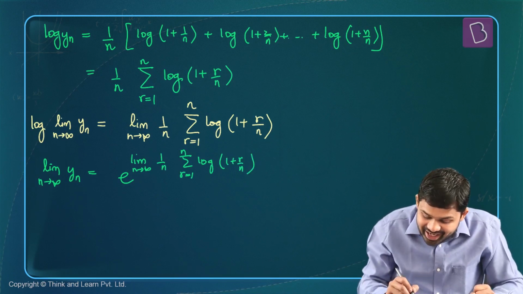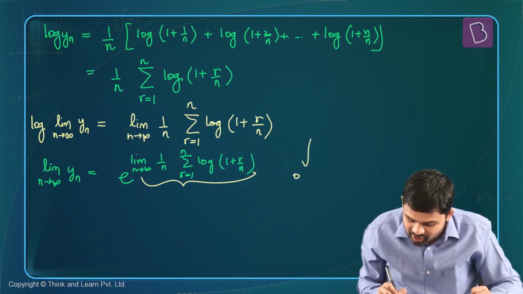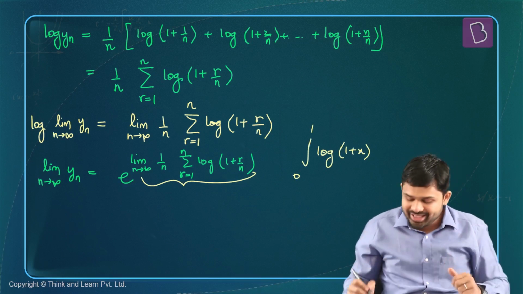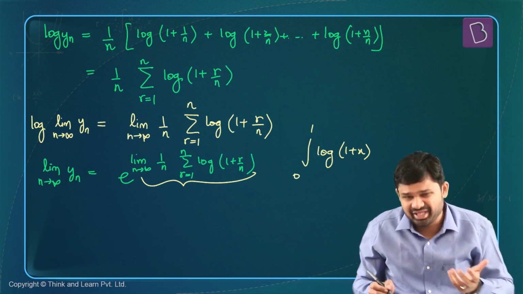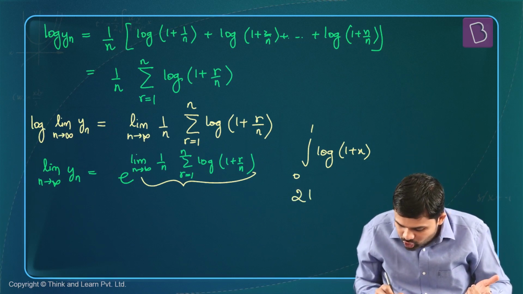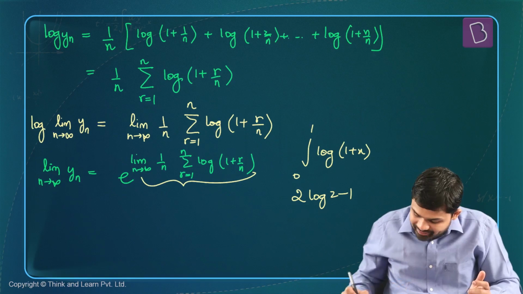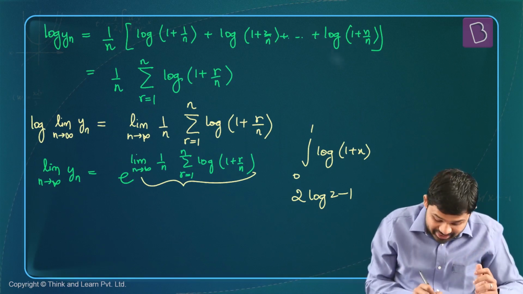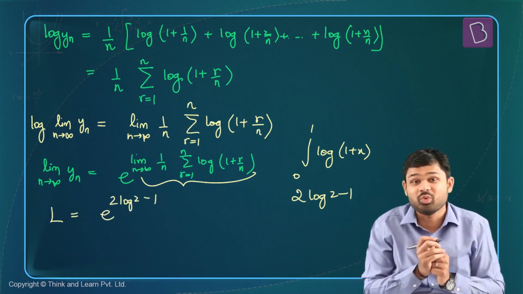Now this entire thing here is the Riemann sum, and this will be nothing but integral from 0 to 1 log of 1 plus x. So that's the Riemann sum there, and you need to solve that. That's just a simple definite integral. If you solve that definite integral, you're going to get the value 2 log 2 minus 1. So you eventually have the value of limit n tending to infinity of yn, which is nothing but L, as e power 2 log 2 minus 1.